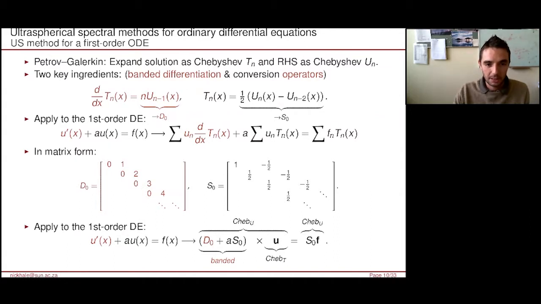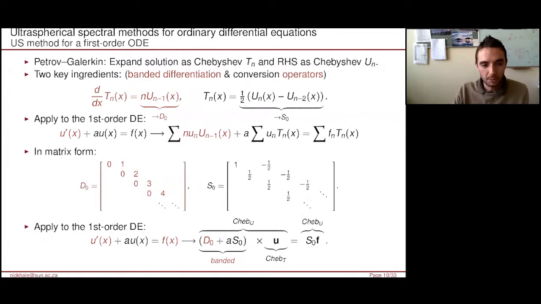So, okay, let's start off. We're going to expand our solution as a series in Tn. So it's going to look something like this. Here's my differential equation, just the first order equation for now. We're going to expand our solution u as the sum of un Tn of x. We substitute that into our differential equation. So we need to differentiate the first term. Here's that. We can move the derivative through the summation sign. We need to differentiate this guy. Use this formula.